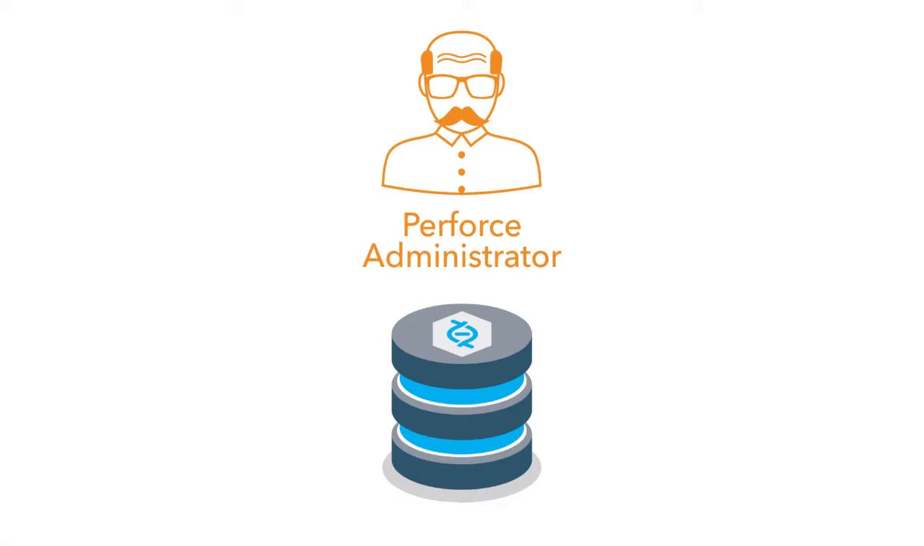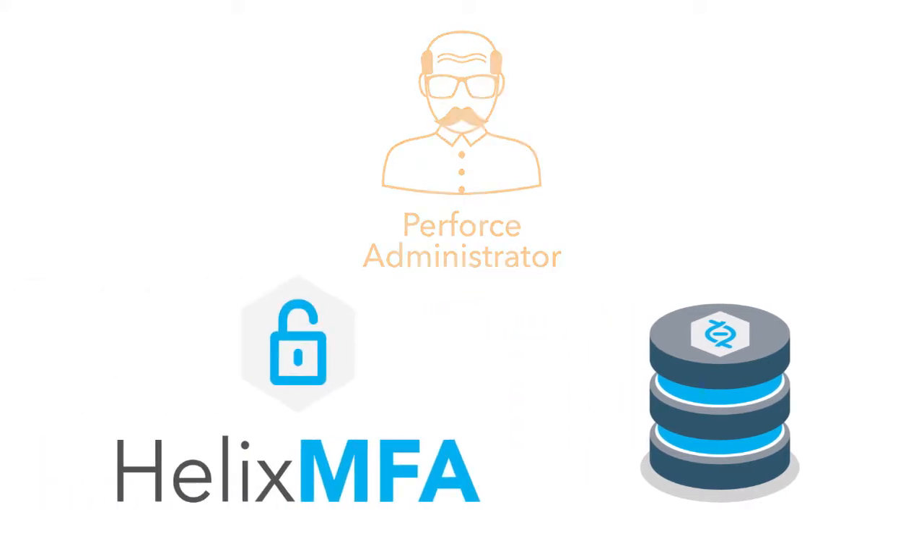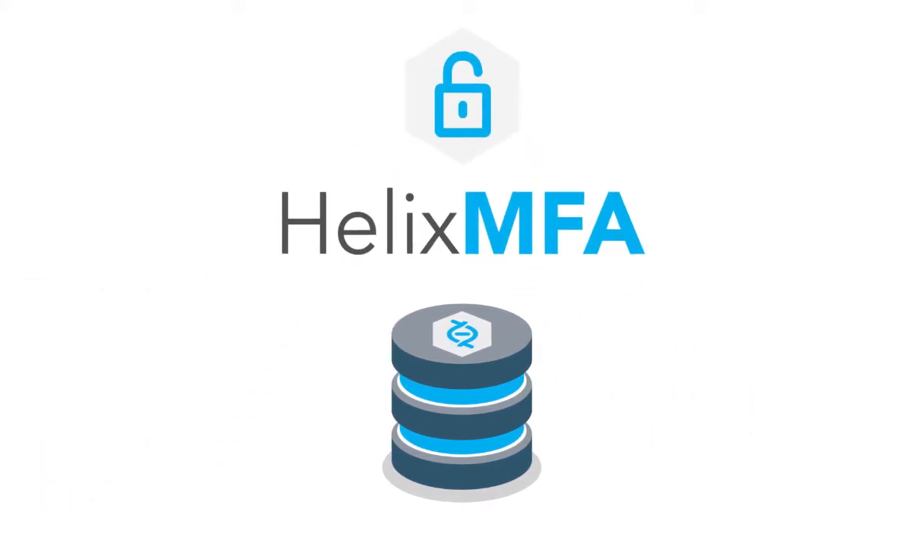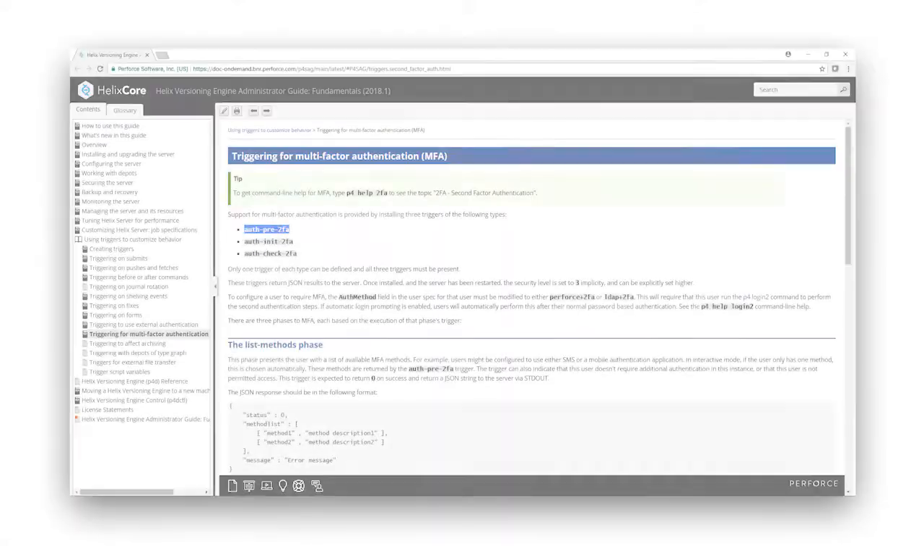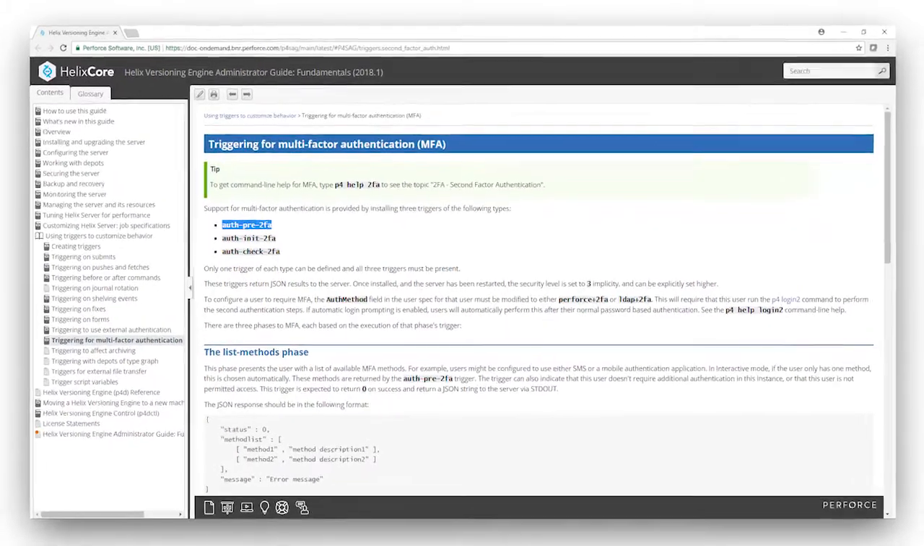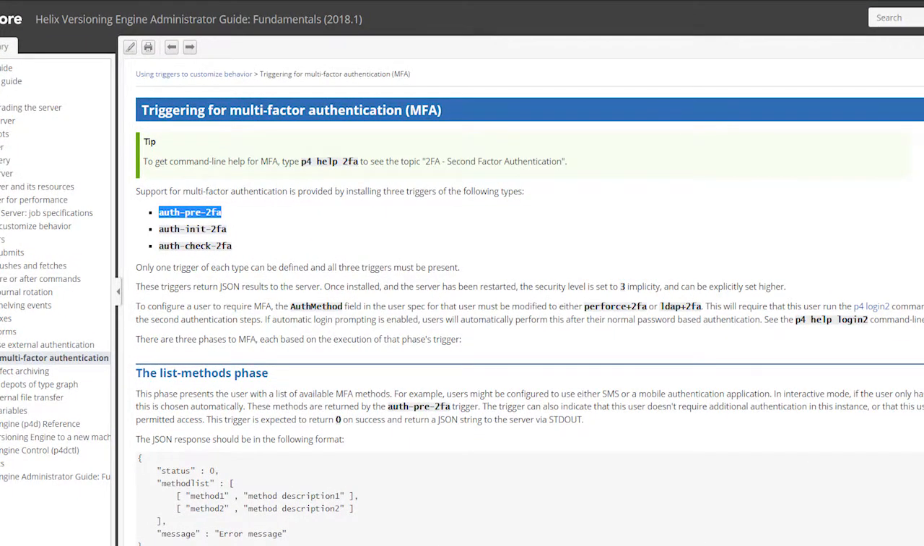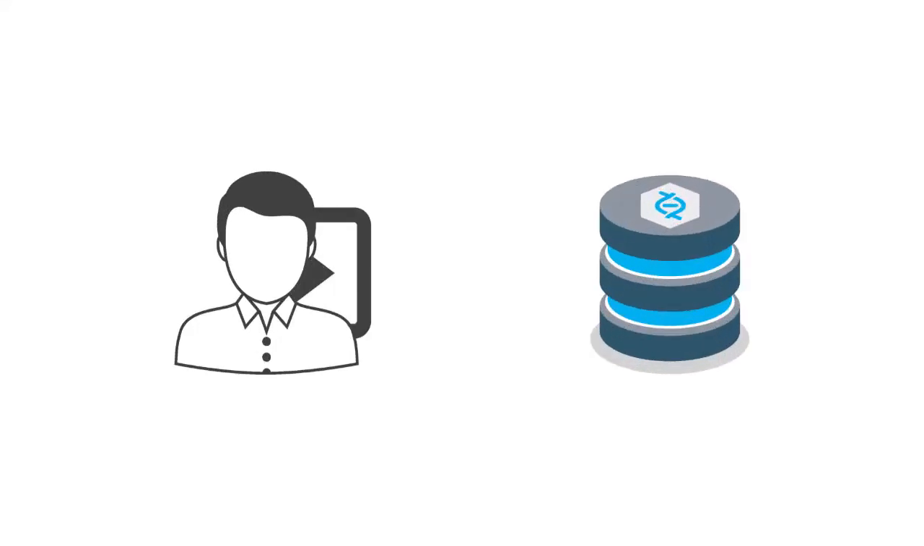Here's a brief overview of the steps you'll have to accomplish as an administrator to implement Helix MFA. Helix MFA is configured on the P4D server by installing a Perforce trigger. Perforce triggers are the administrator-written programs or scripts that are called by the Perforce server when certain operations are performed. For example, when a user attempts to log in.